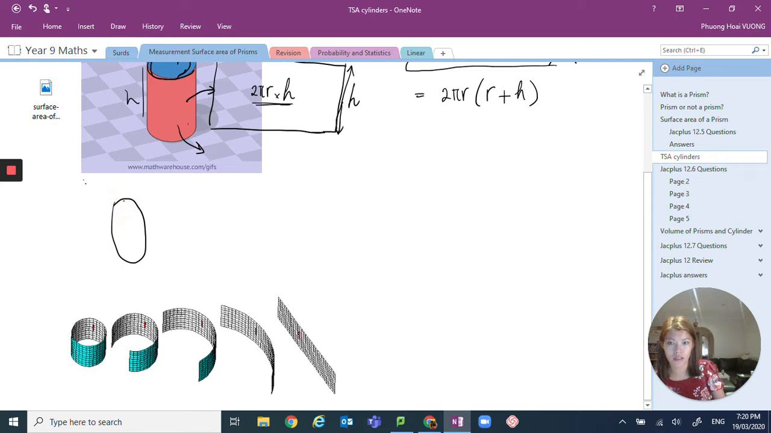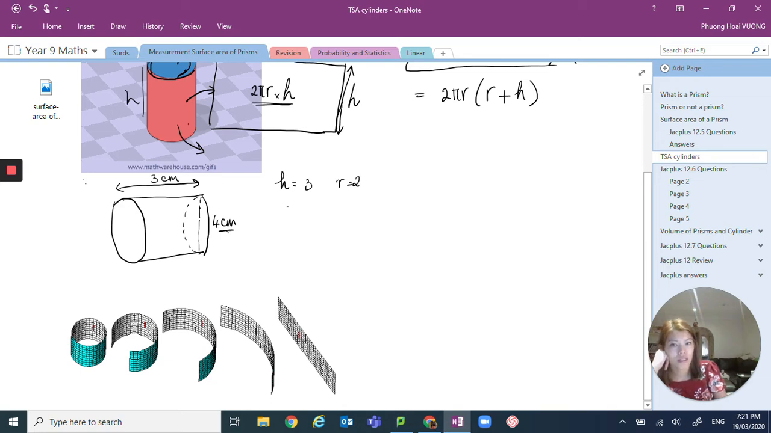Let's say we have a cylinder that's lying down. Even though it's lying down, the h, or the height of the cylinder, will still be this distance here. Let's say this is 3 centimeters, and let's say the diameter is 4 centimeters. So what information do we have here? We have the height is 3, and the r is half of the diameter, which is 2 centimeters.